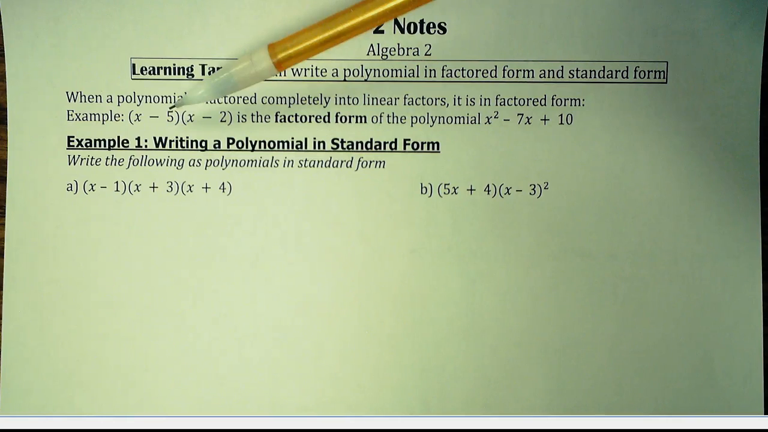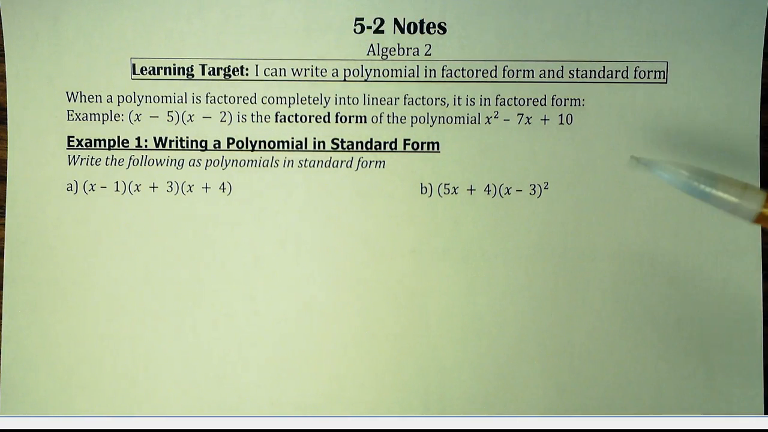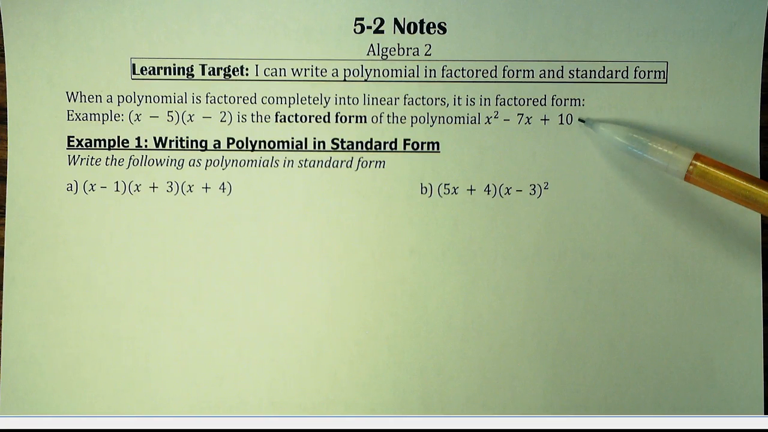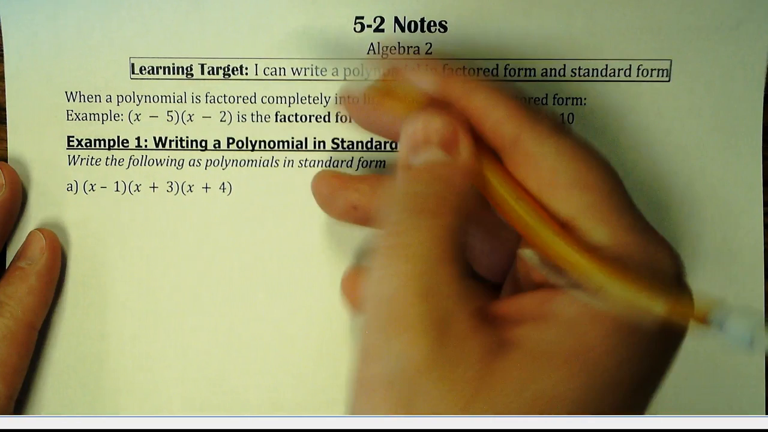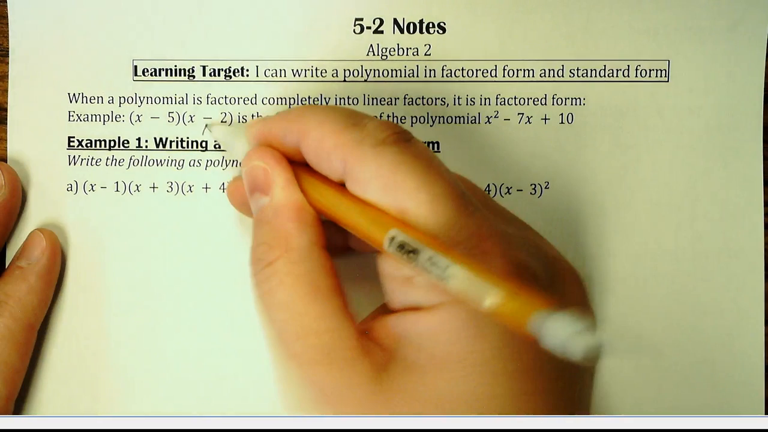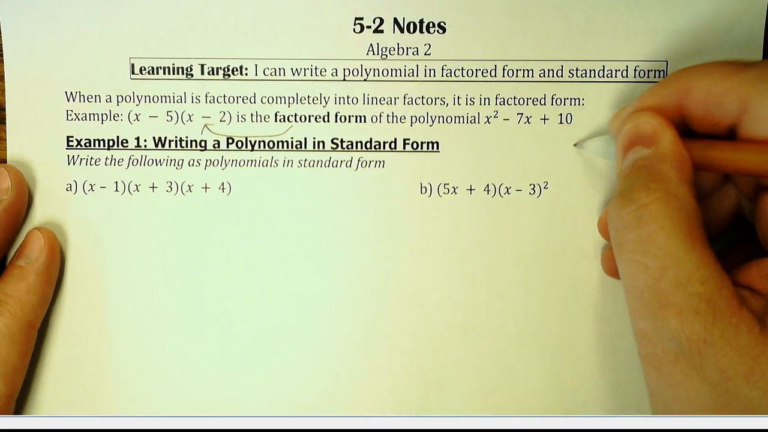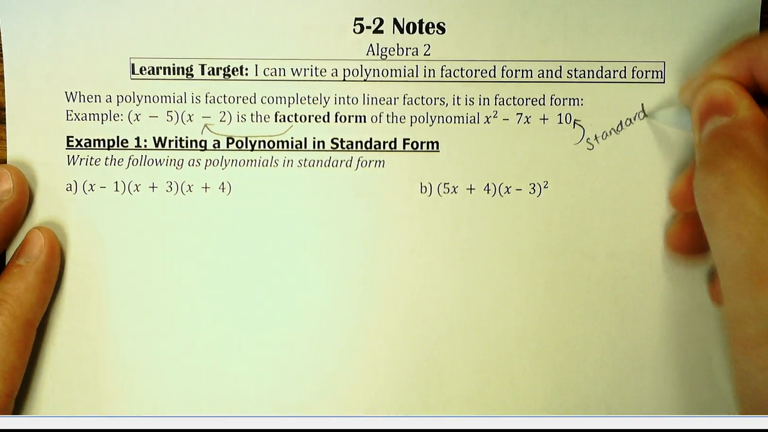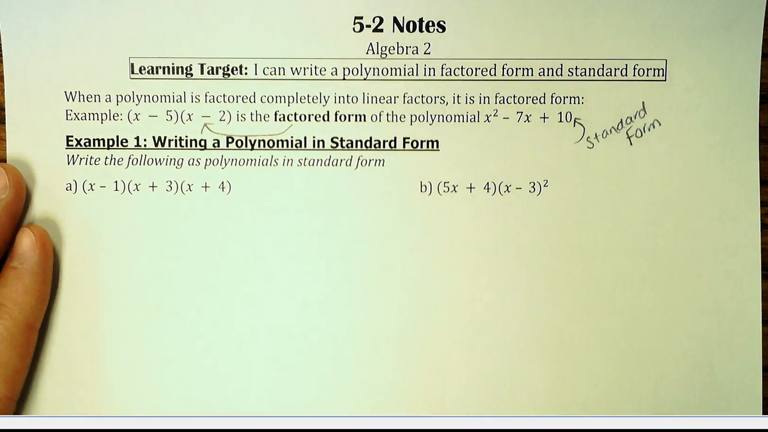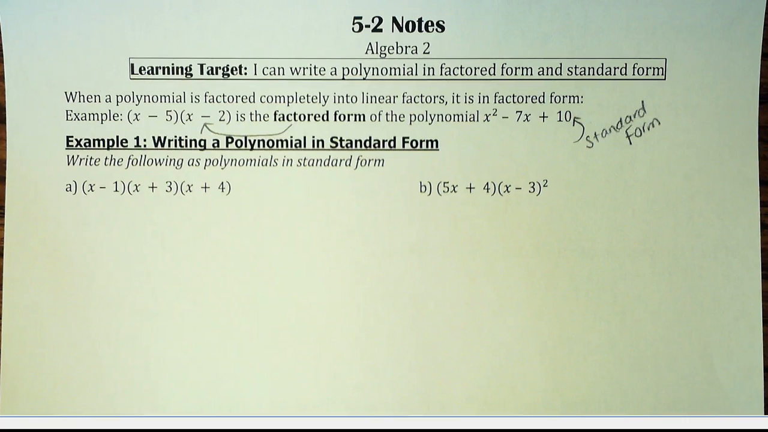So this is a factored form of a polynomial, x minus 5 times x minus 2, those are the two factors, and if we were to sit there and FOIL that out, that would result in this x squared minus 7x plus 10. That's what we call the standard form. So this is factored form here. And this is standard form. So standard form's all multiplied out, and factored form is the set of factors being multiplied together.